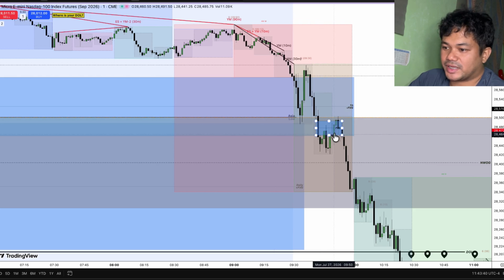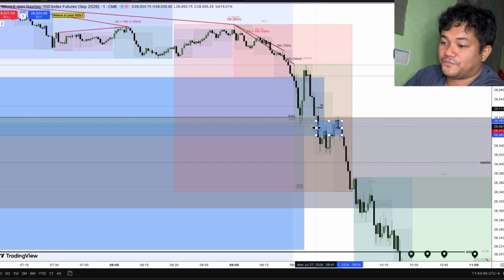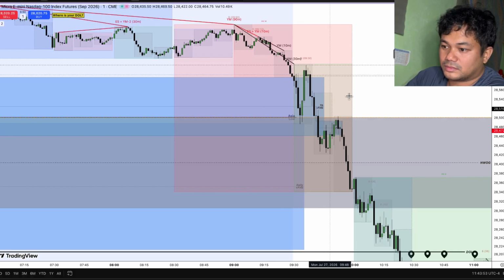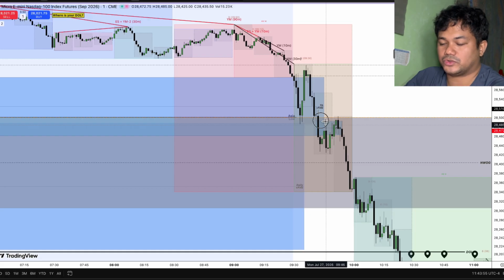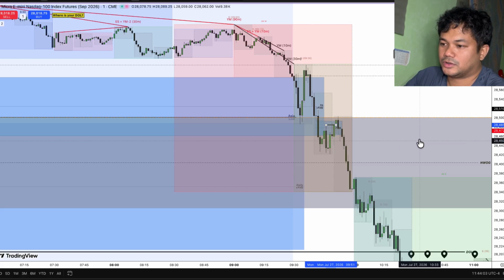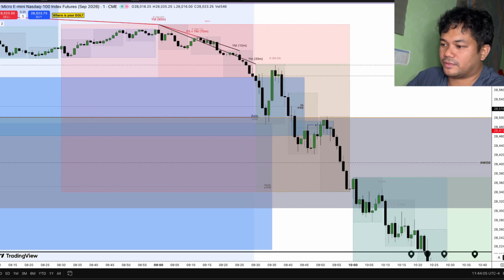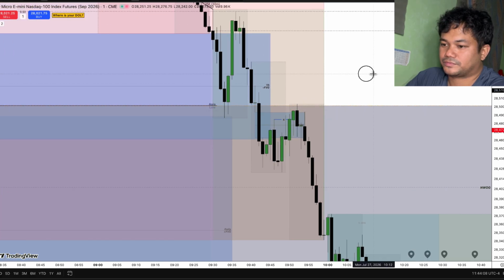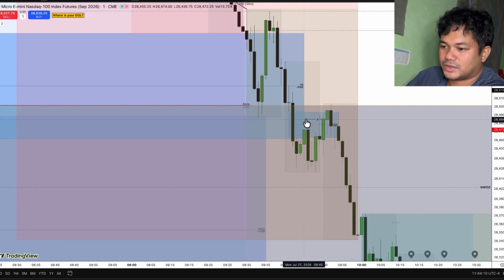So my trade was this. If you can see this fair value gap right here, this was my signal, actually, to trade. So if you zoom in, meron tayong structure break around here. So I zoom in. And as you can see, price has closed above this high.